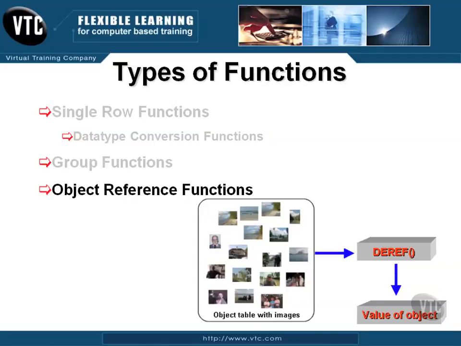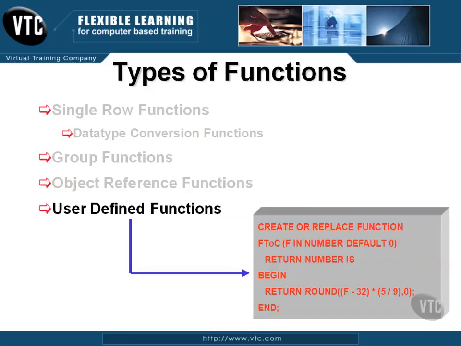We also have things called object reference functions that allow you to reference and dereference object values, such as images and any kind of binary stored object. This is a little bit advanced for this course, but you need to know that they exist as a type of function. There are also user-defined functions, which we will look at in the next course.